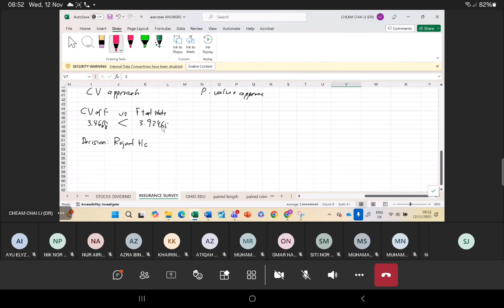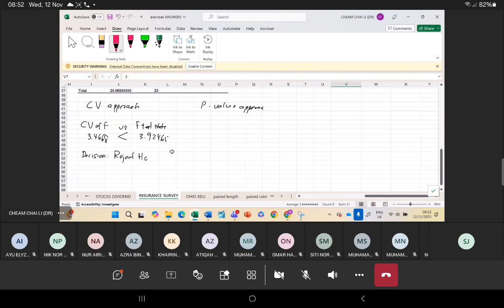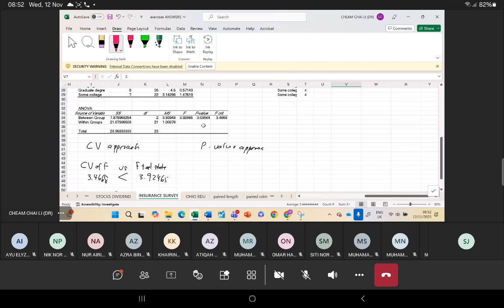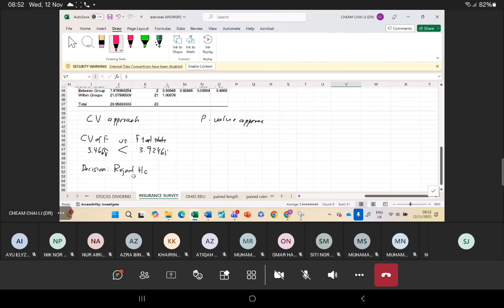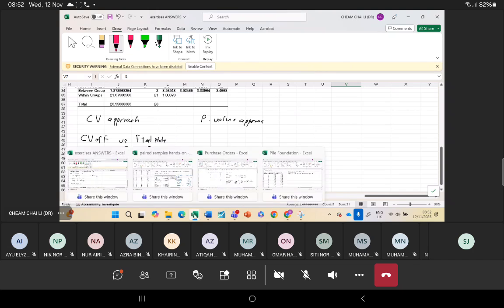Okay, and then your decision is reject H0. Yeah, your p-value is also smaller than alpha. The decision is reject.